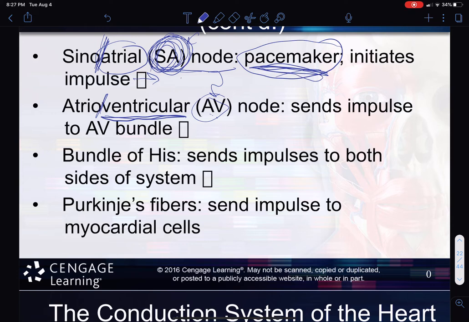So after the AV node comes the AV bundle, and then the AV bundle diverts into the bundle of His, named after some guy, I don't know who it is. But then the bundle of His will talk to the Purkinje fibers, and those Purkinje fibers will actually talk to the walls of the ventricle.